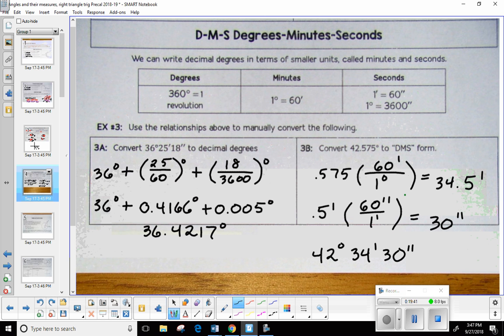Okay. Like I said, I'm not going to require you to do this by hand. I'm going to show you in just a second how to do it on the technology, but just in case anybody wanted to know. And who wouldn't, right?